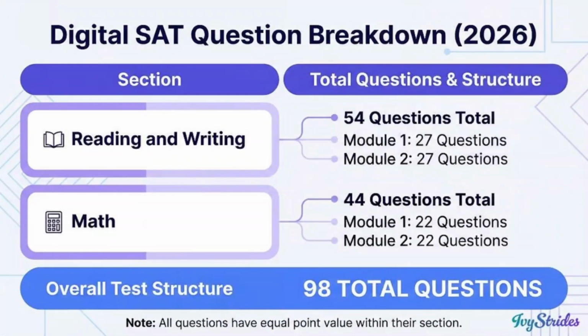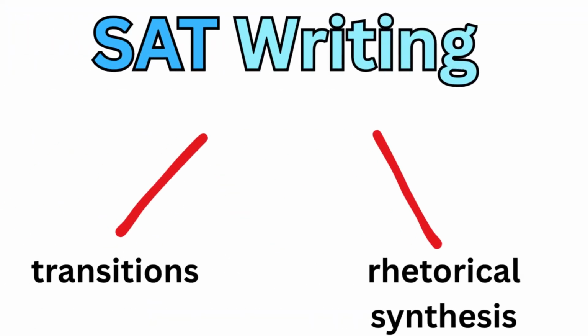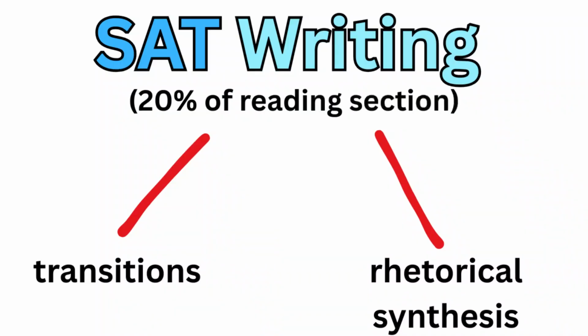For a test that has a reading and writing section, the SAT doesn't test very much writing. There's actually only two concepts of writing that they test, and they only make up about 20% of the test. The first concept that we're going to go over are transitions.